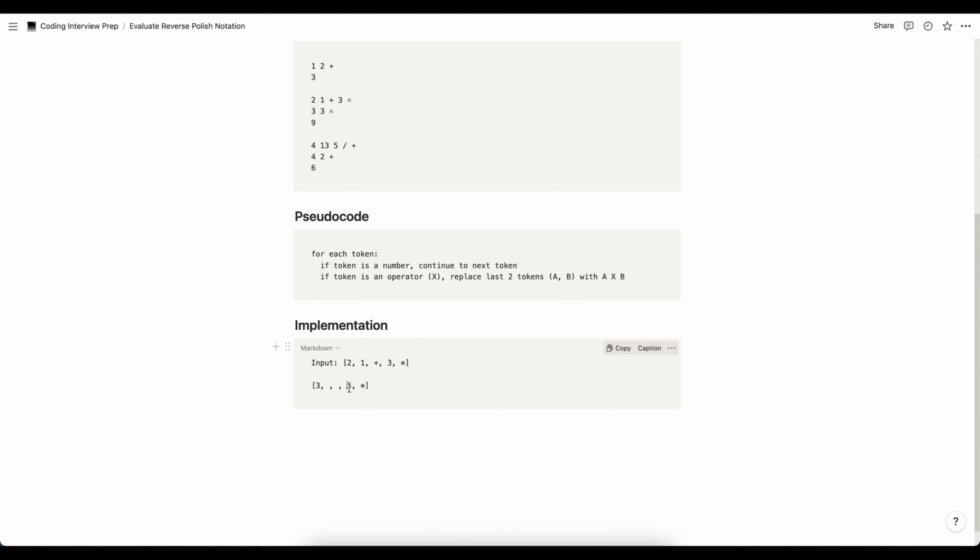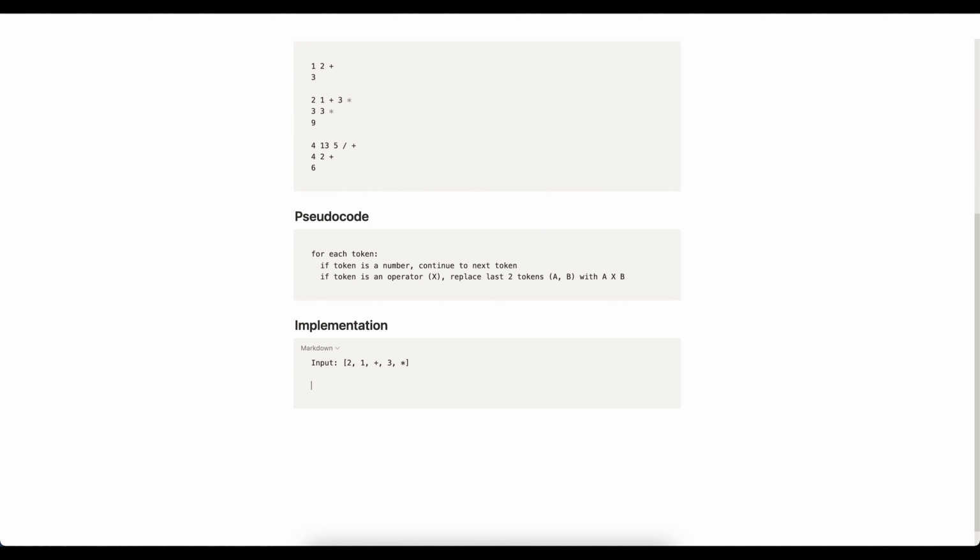Let's try to take a different approach. So we don't actually care how many numbers we encounter in a row. We only care when we encounter an operator. And even then, we only need to retrieve the last two numbers. Specifically, we need to remove the last two numbers and replace them with the result of applying that operation. We can achieve this with a stack.